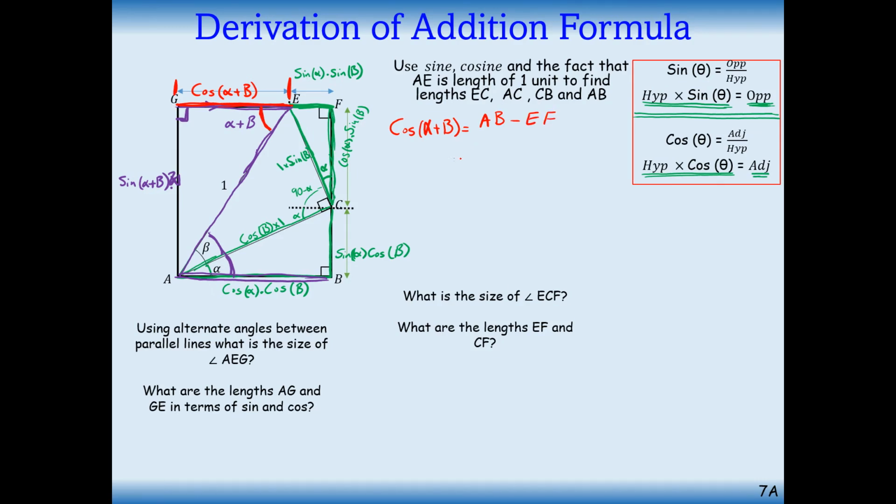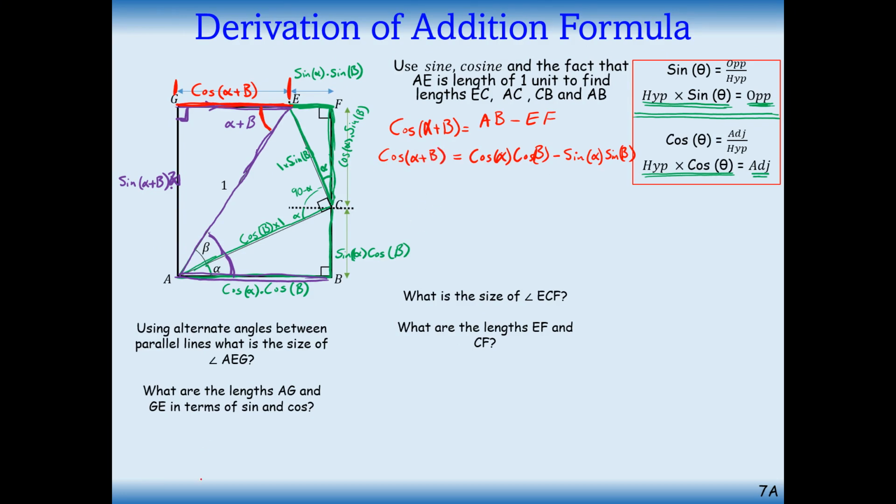Okay, what's A to B? A to B is cos alpha multiplied by cos beta. We are subtracting sine alpha by sine beta. Okay, so that's the derivation of this addition of angles.